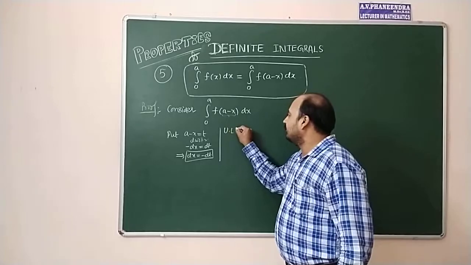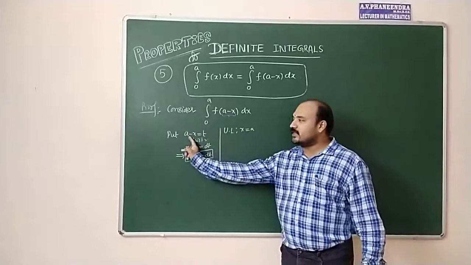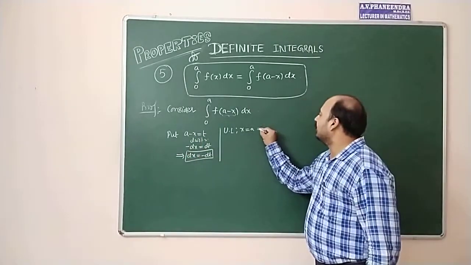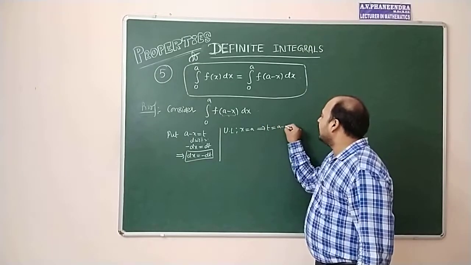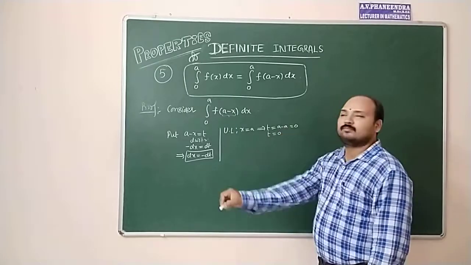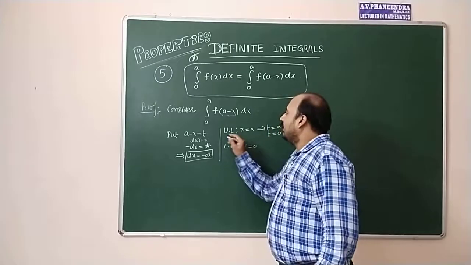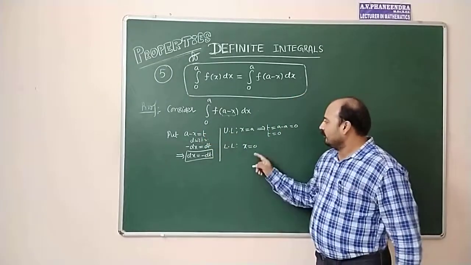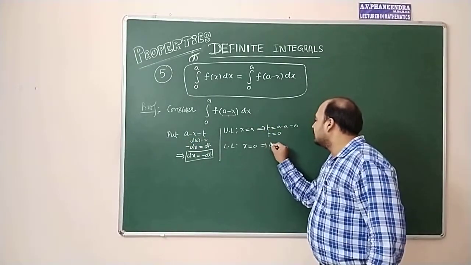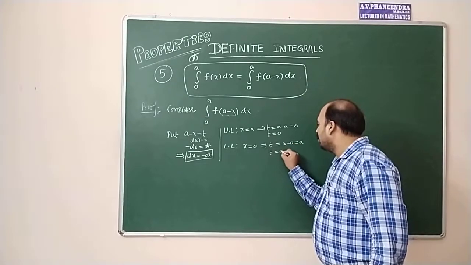First, the upper limit. When x is equal to a, substitute in this: a minus a equals t. That implies t is equal to a minus a, that is equal to 0. So t is equal to 0. Lower limit: x is equal to 0, if you substitute here, t is equal to a minus 0, that is equal to a. So t is equal to a.